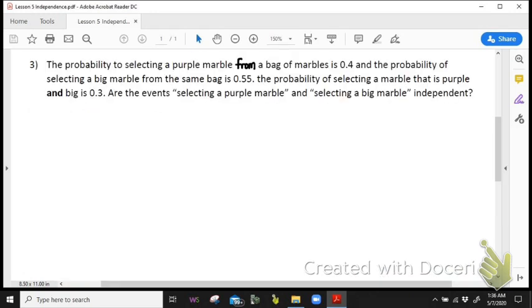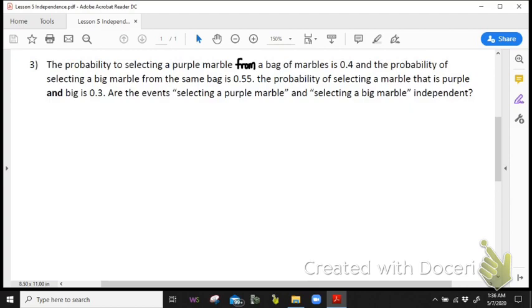Okay, so let's look at question 3. Question 3 says the probability of selecting a purple marble from a bag of marbles is 0.4, and the probability of selecting a big marble from the same bag is 0.55. The probability of selecting a marble that is purple and big is 0.3. Are the events selecting a purple marble and selecting a big marble independent?